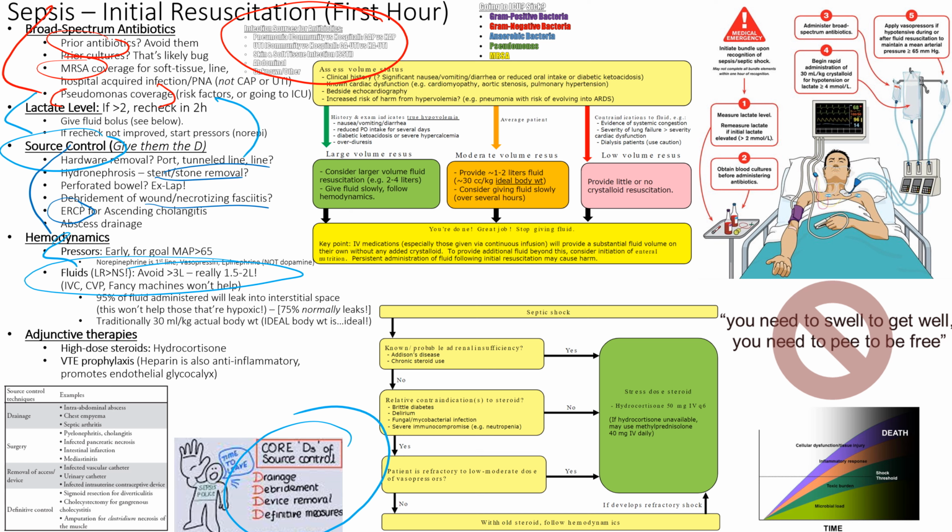And again, if the source isn't controlled, fluids might not work and pressors might be going up and up and up, right? When do you start pressors? Definitely when your MAP starts falling below 65, and especially if the fluid bolus is not working. So how much fluid do you give? Really max about 2 to 3 liters, right? That's really kind of where it's at.